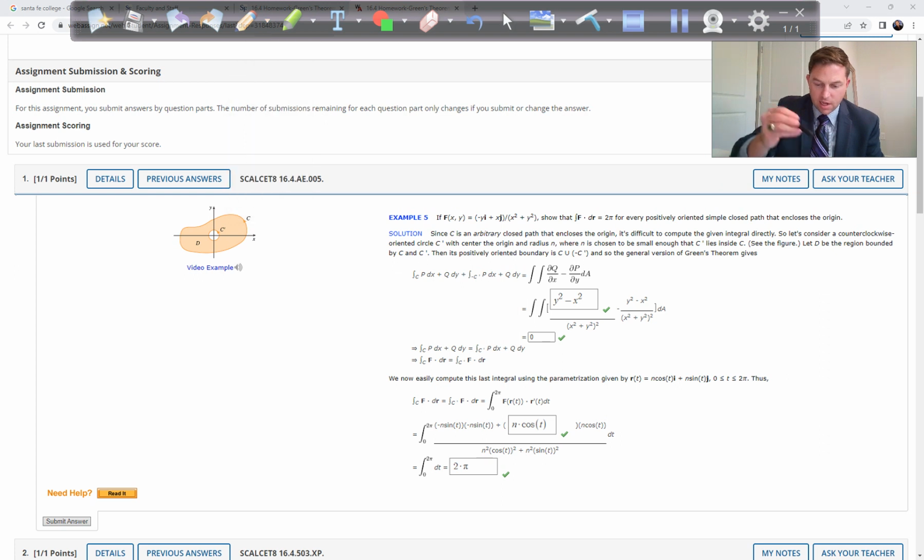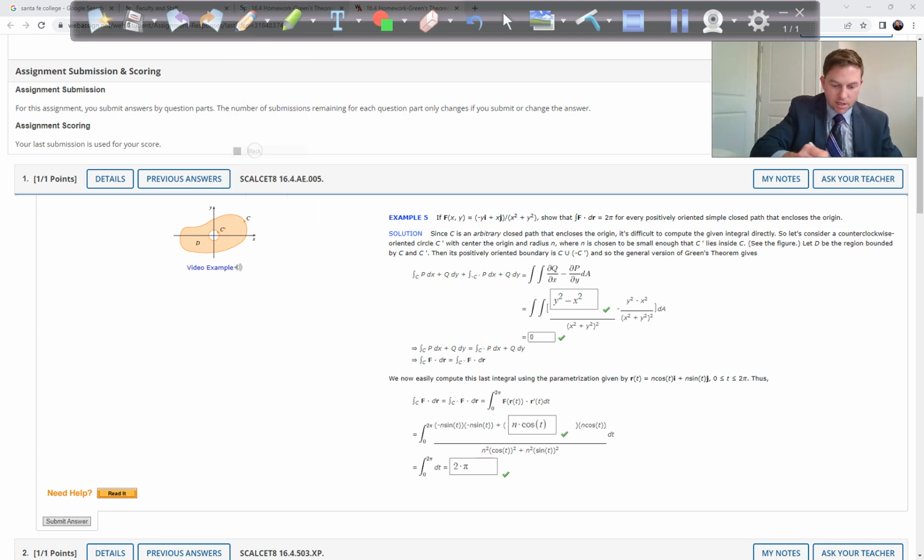And it's going to say, show that the integral of the dot product between the vector field F and a differential vector dr is equal to 2 pi for every positively oriented simple closed path that encloses the origin. Okay, so first off, let's write what Green's theorem is generally.